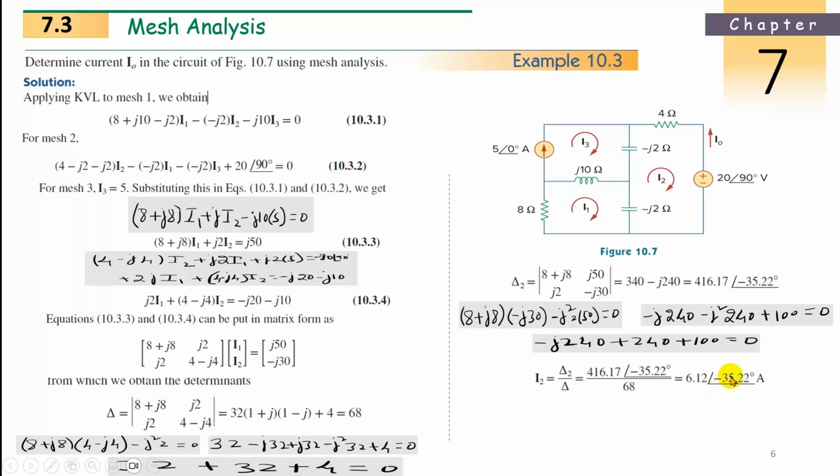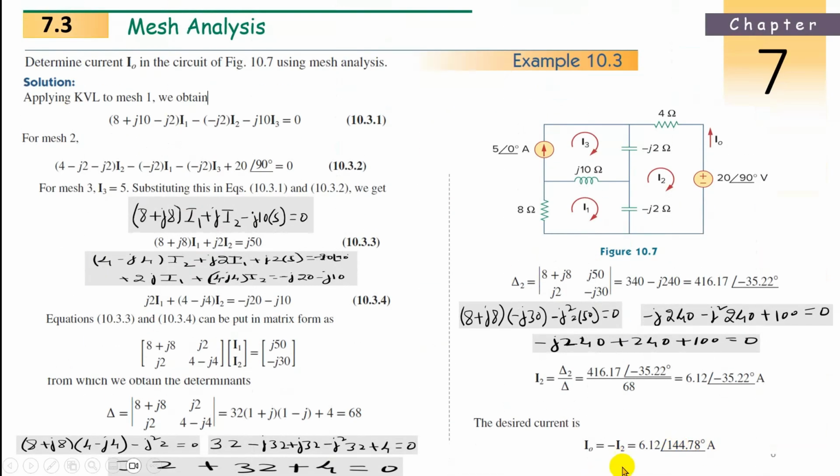So Im and theta. Then what is the sinusoid equation generally? It is nothing but Im cos(ωt + θ). This is the sinusoid equation. So what is Im? 6.12. Cos ωt as it is, plus, but here minus is there, so minus 35.22. Okay, it's not given, no problem, we can convert this one.